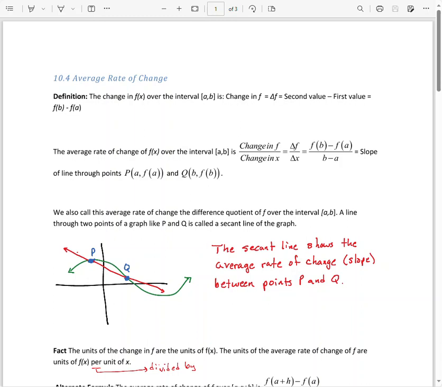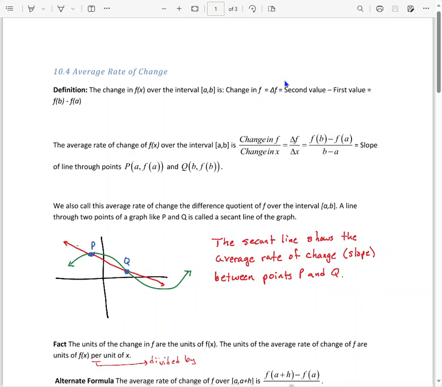Let's talk about the average rate of change. Start with the definition. The change in f of x over the interval from a to b is the change in f, which is delta f. Delta f, Greek letter capital delta, means change in math. It's the second value minus the first value, or f of b minus f of a.